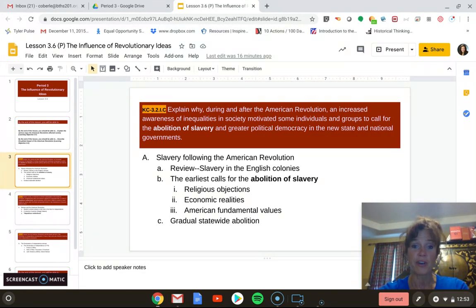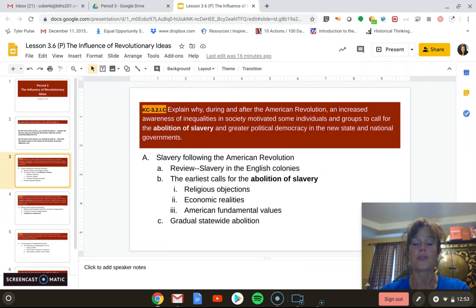So let's do a quick recap. Slavery was in all 13 colonies. Every single colony had slaves. It was most prevalent in the southern colonies, where enslaved labor was the basis for the plantation economy and the cash crops. However, it was located everywhere.